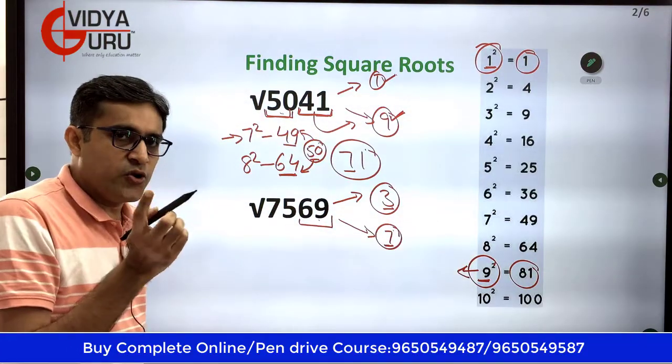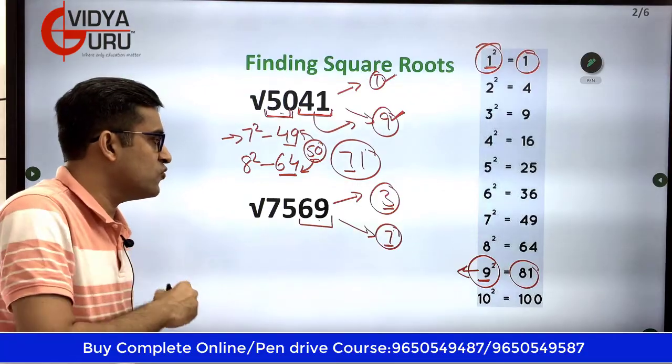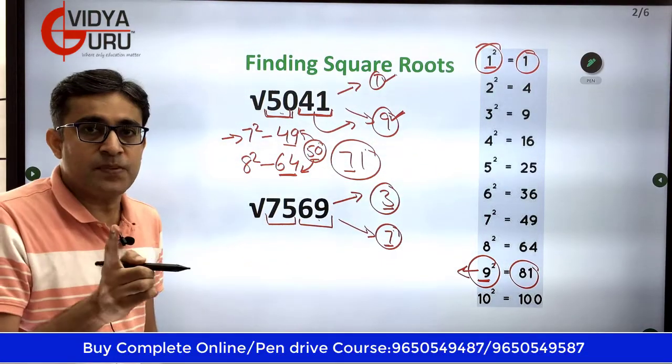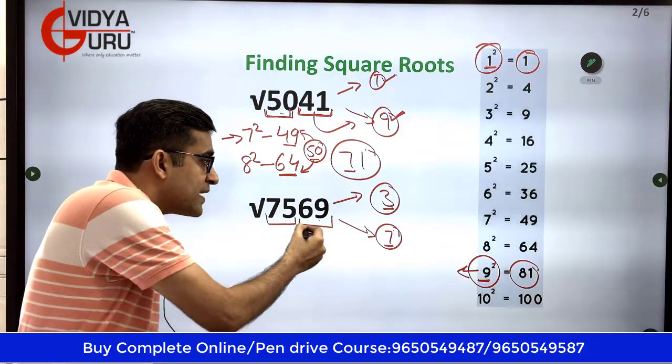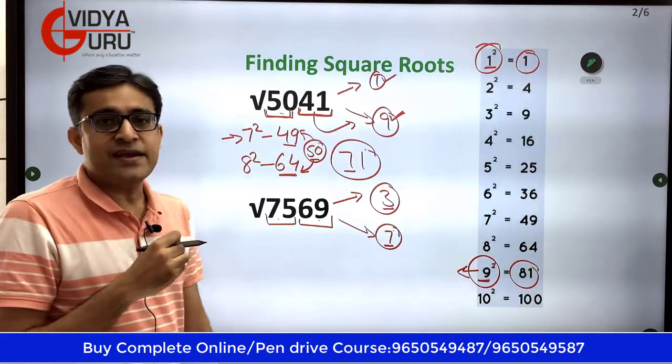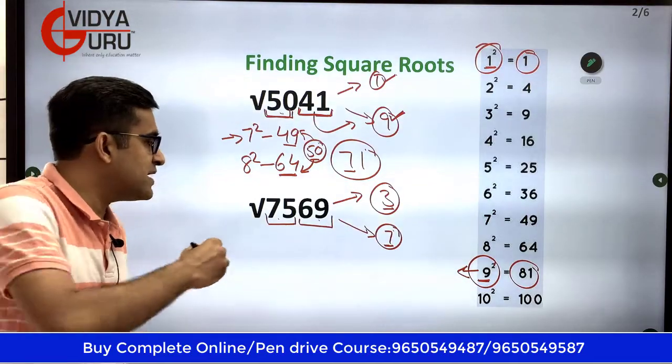Now I told you I'm making pairs of 2. So the other pair is what, students? The other pair is 75. And please note it carefully, you are making pairs from the right hand side. Now think about this 75.